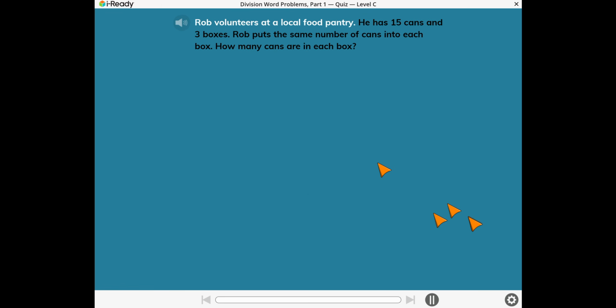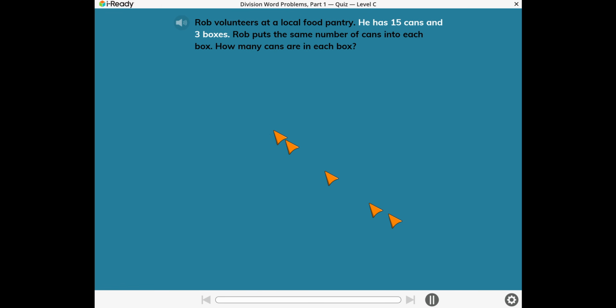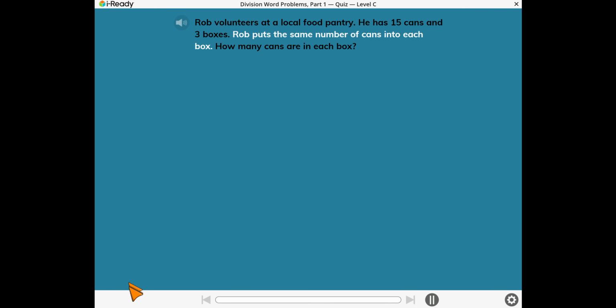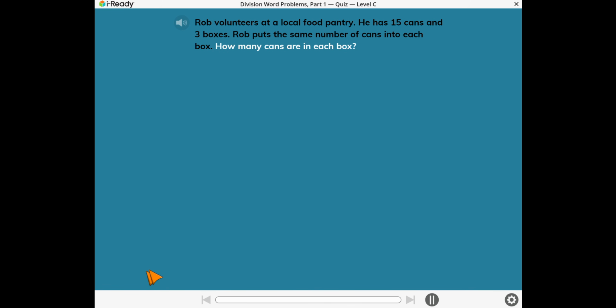What's next? Rob volunteers at a local food pantry. He has 15 cans and 3 boxes. Rob puts the same number of cans into each box. How many cans are in each box?